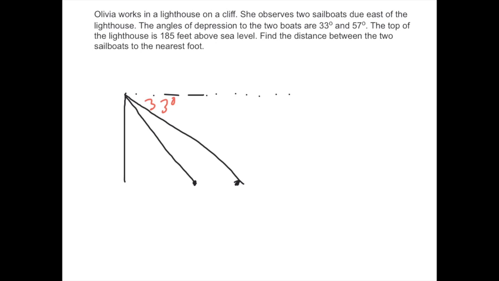Now the second one is an angle of depression of 57 degrees, but that includes all of that from the line of sight all the way down to the second, so that combined is 57 degrees. So then it says the top of the lighthouse is 185 feet above sea level.